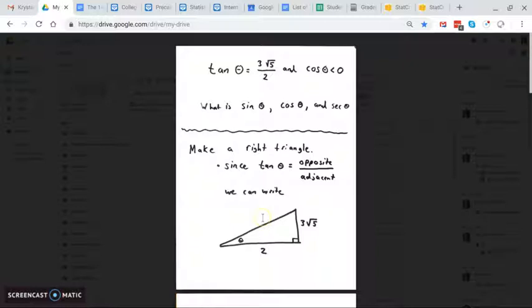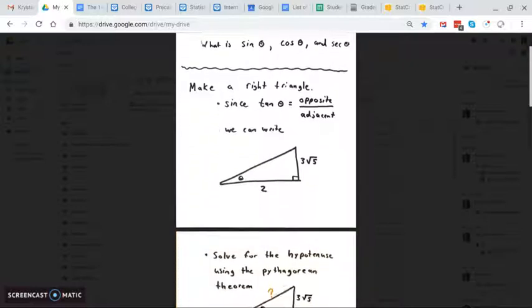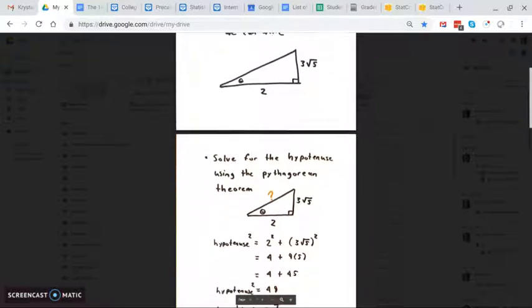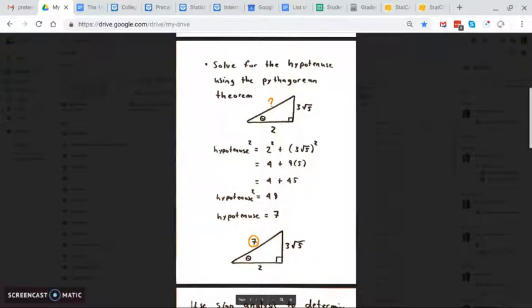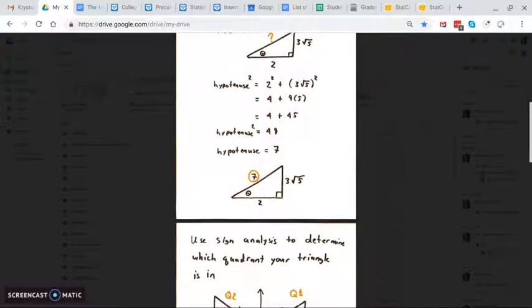Okay? And what we're going to do now is just find the hypotenuse, right? Because that'll allow us to find the sine and cosine. So we just use the Pythagorean theorem to do that, which is always a squared plus b squared is equal to c squared. The hypotenuse squared is equal to 2 squared plus 3 times the square root of 5 squared. If you work it all down, you get down to 7 for the hypotenuse, okay? So that gives us our right triangle, okay?